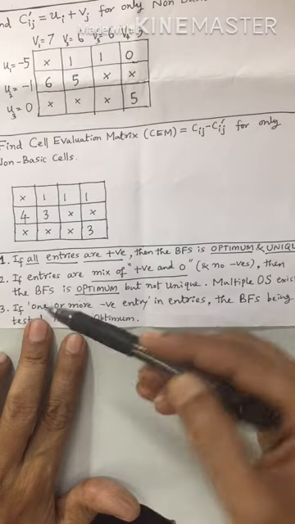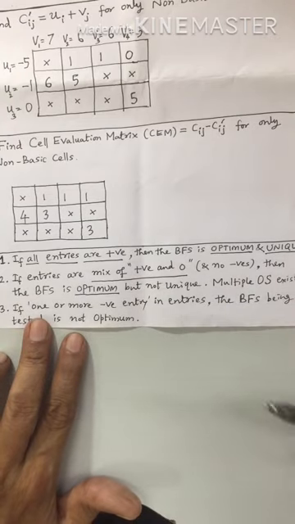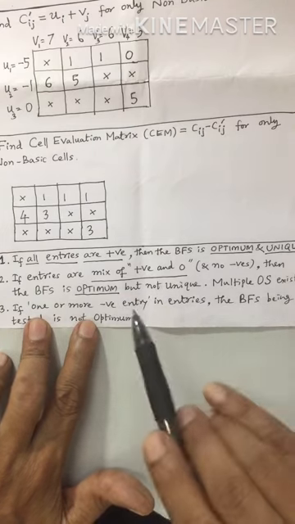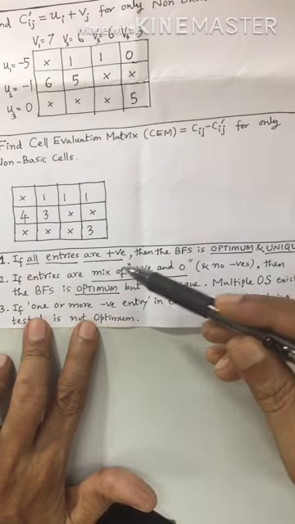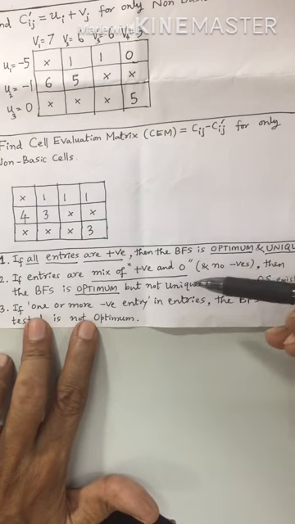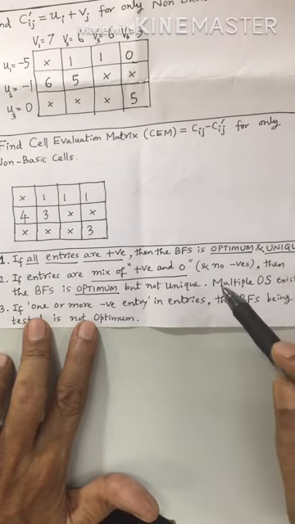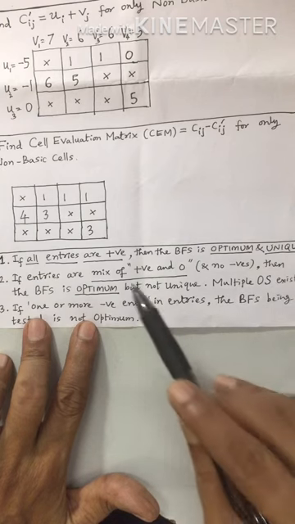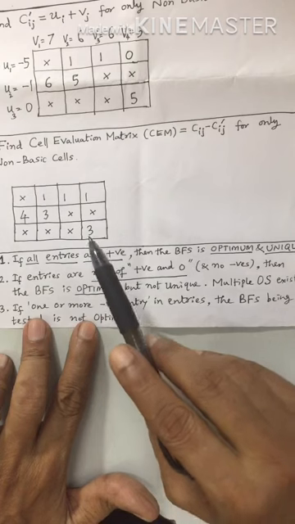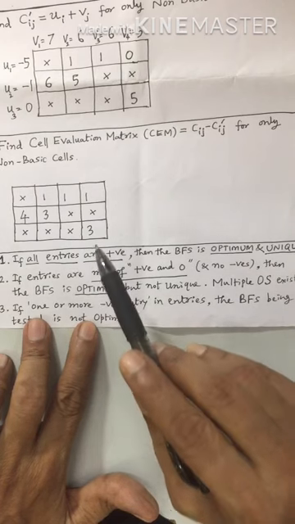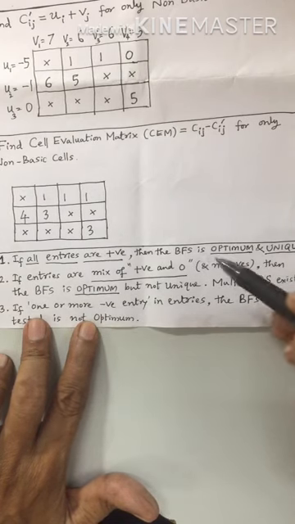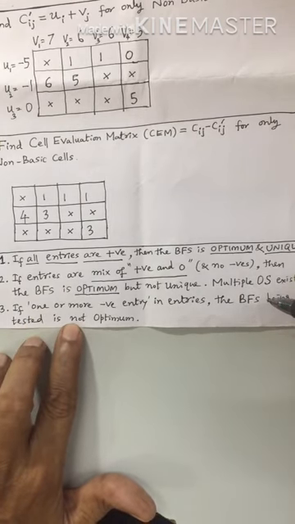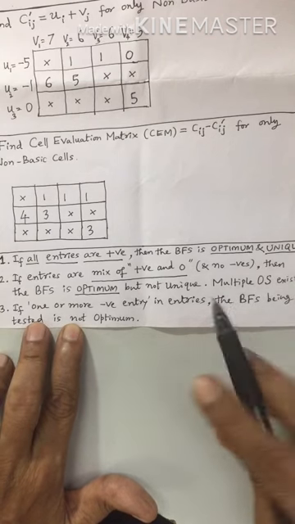If by chance in the cell evaluation matrix for any other problem there is a mix of positive entries and 0, and I don't have any negative entry at all, in that case I can say that the present basic feasible solution is optimum, but it is not the only optimum solution. It has multiple optimum solutions.